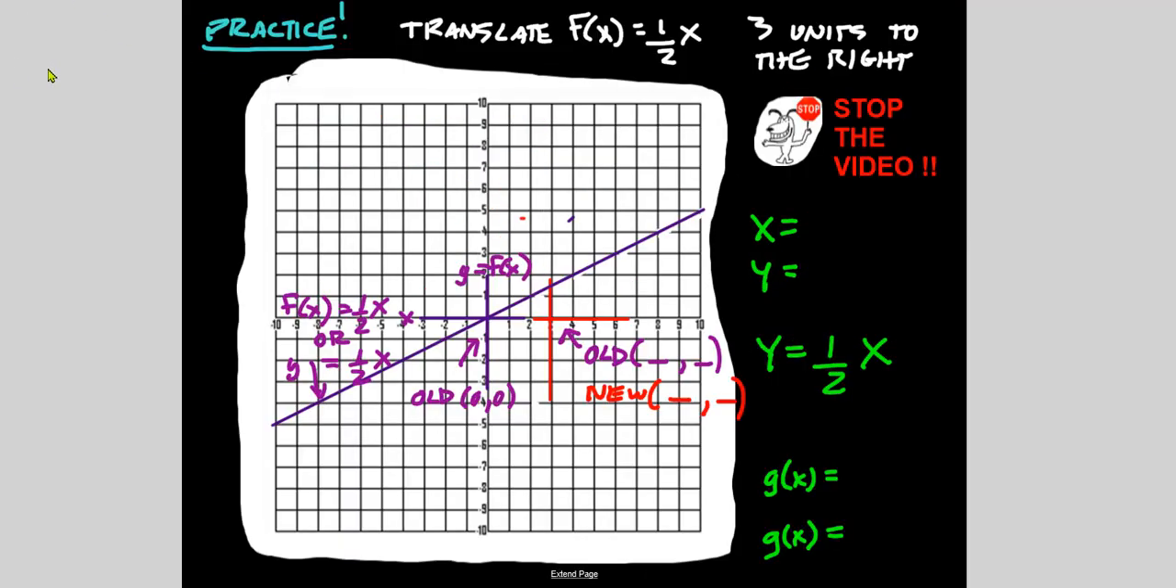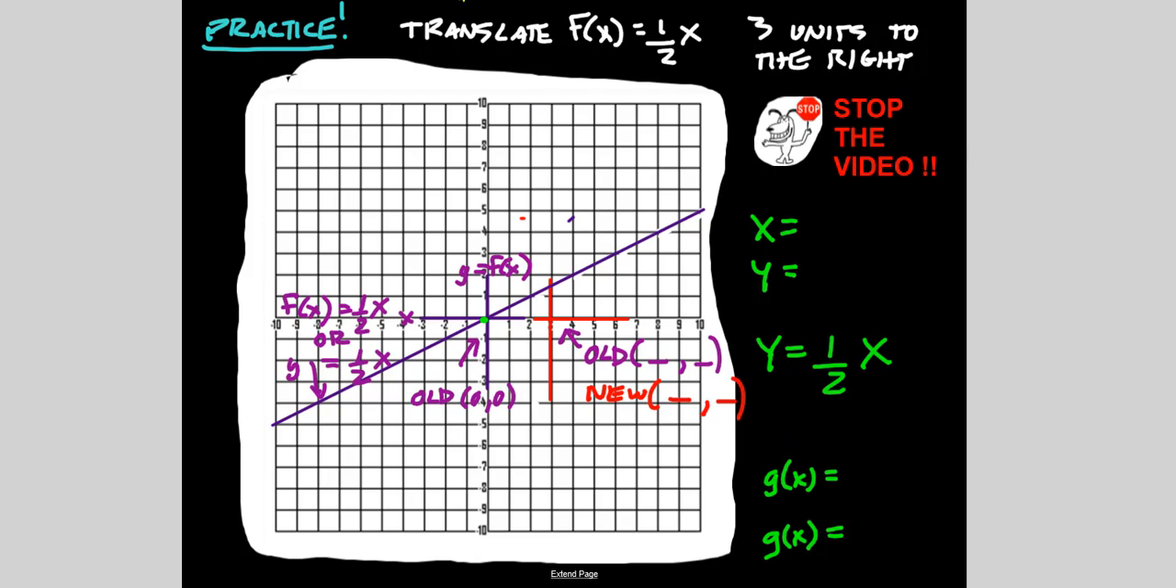Okay, stop the video. So I want you to translate the function f of x equals 1/2 x 3 units to the right. Stop the video. So again, here is the original coordinate system. This is the original origin, 0, 0. This is going to be our new origin. Okay, I want you to give the coordinates in terms of the old system and the new. And then I want you to complete what I've got here.